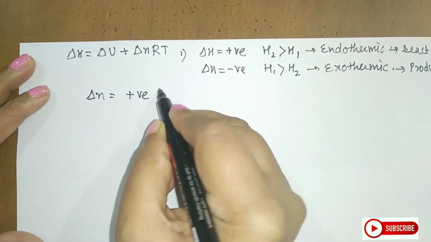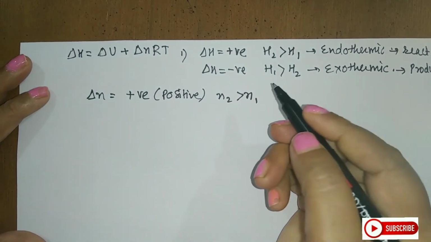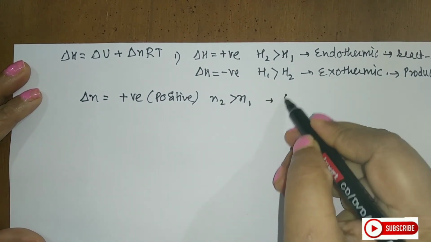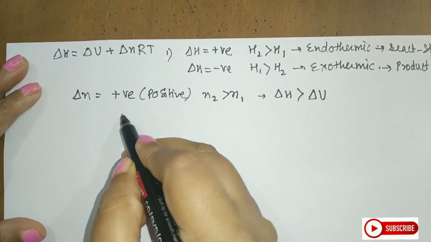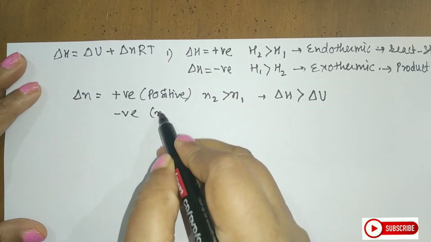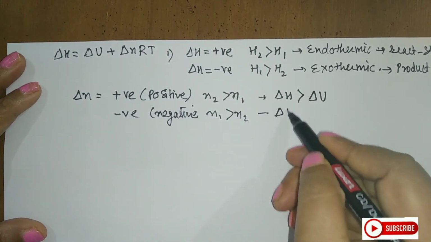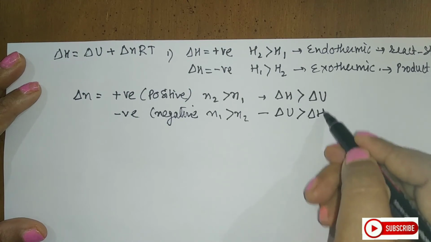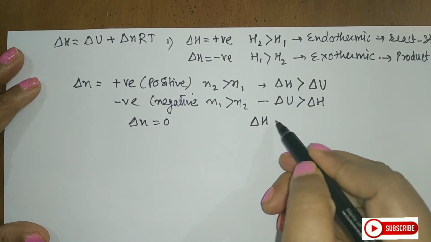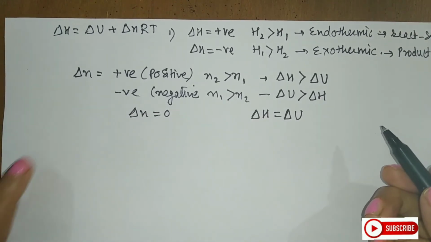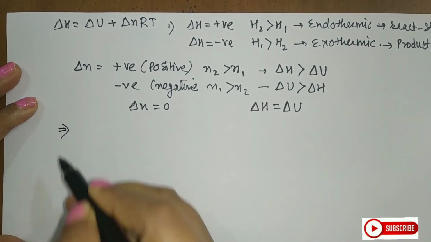If your delta N value is positive, when N2 is greater than N1, then delta H will be greater than delta U. When delta N is a negative value, then N1 is greater than N2, and in that case delta U is greater than delta H. And when delta N is equal to 0, then delta H is equal to delta U. So you can use this particular concept for solving your MCQs. Let us take one example and try to simplify this.